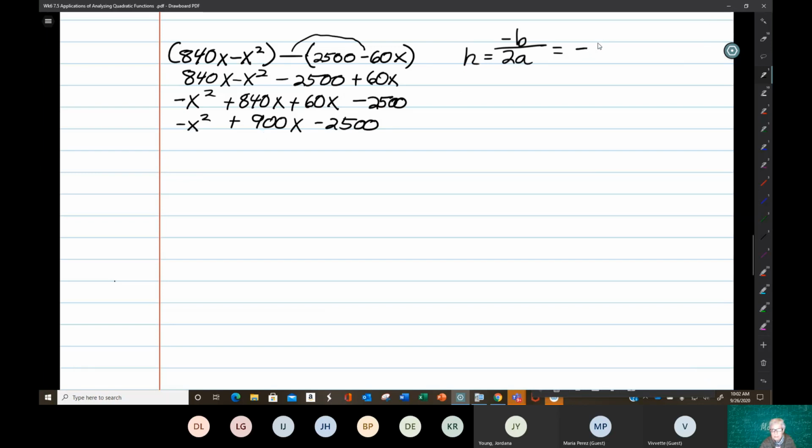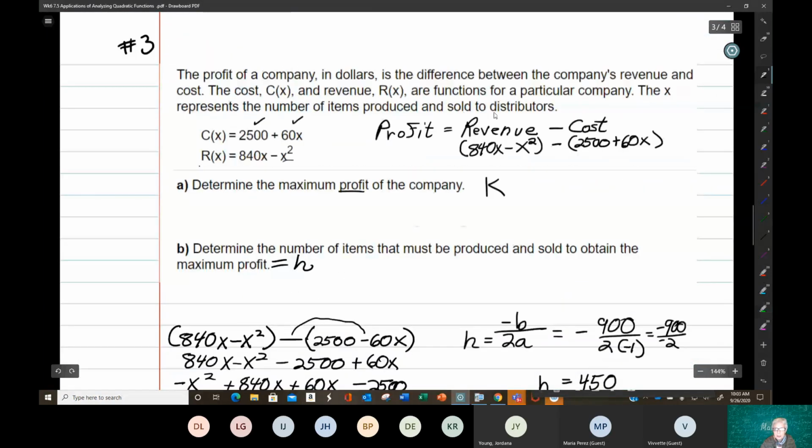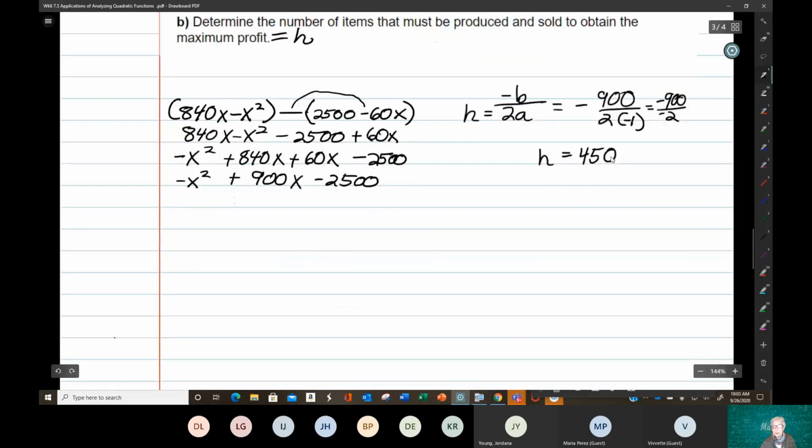Now here's B. Negative 900 over 2 times negative 1. So that's going to be negative 900 over negative 2, which will be positive 450. Now let's see if that's in thousands or millions or... Nope, it's just straight up. You need to produce 450 thingies in order to reap a maximum profit.